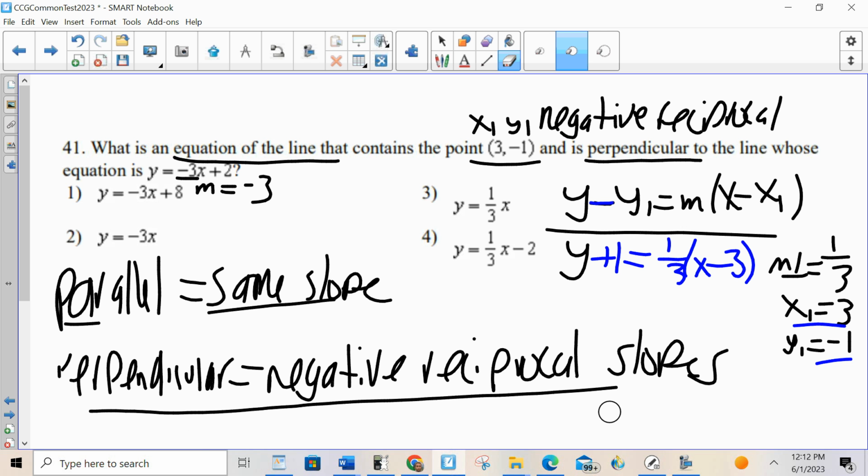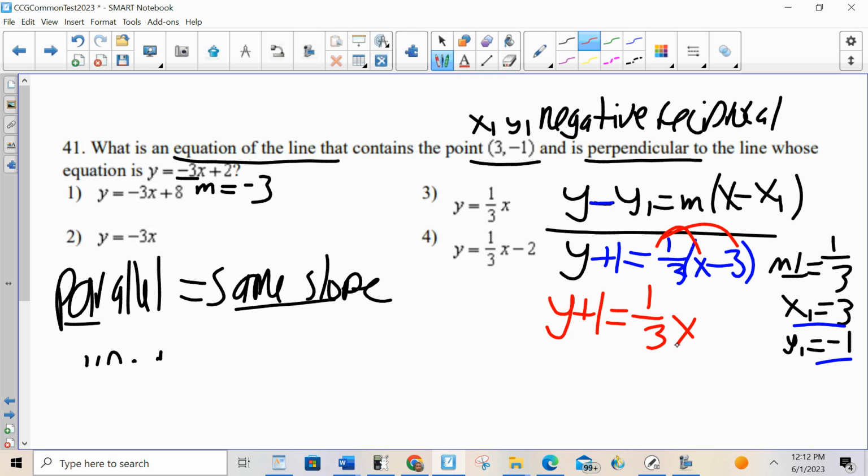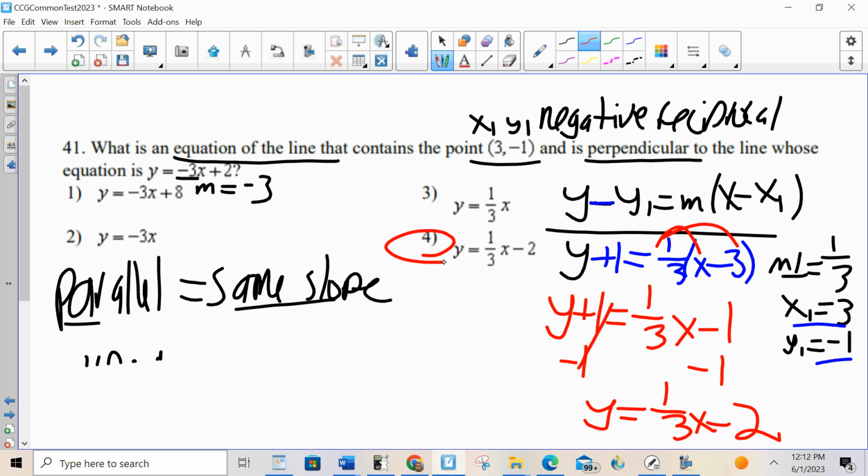So for the rest of this, I might have to distribute and isolate y. Distribute. Use the calculator if you need to. 1/3 times negative 3 is negative 1. And isolate y. And there it is.